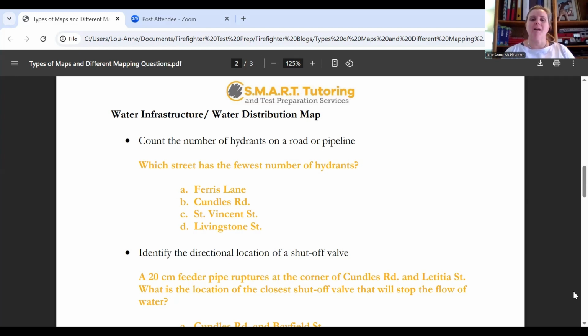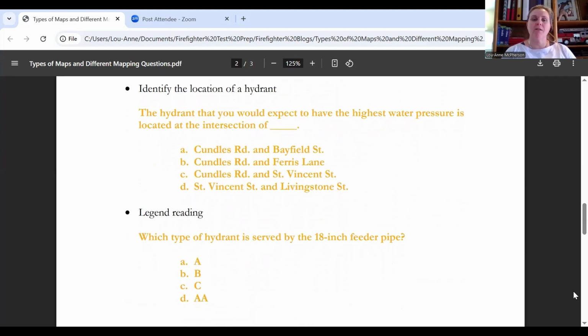Next up, you might be asked to identify the directional location of a shutoff valve. An example of this type of question is a 20-centimeter feeder pipe ruptures at the corner of Cundles Road and Letitia Street. What is the location of the closest shutoff valve that will stop the flow of water? You might also be asked to identify the location of a hydrant on a water distribution map. An example of this question is, the hydrant that you would expect to have the highest water pressure is located at the intersection of blank.